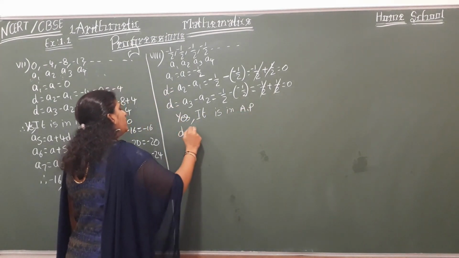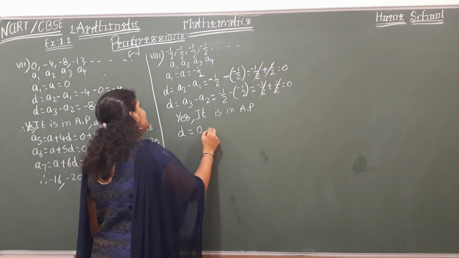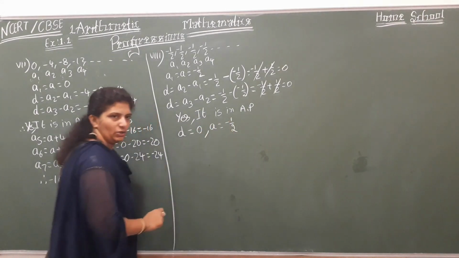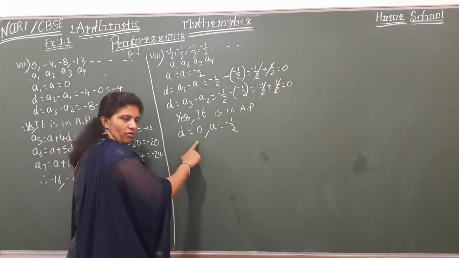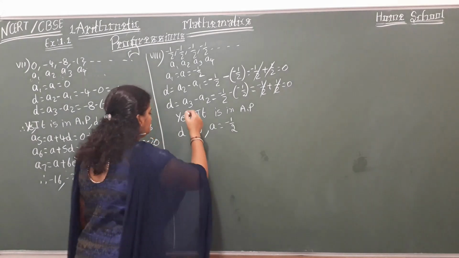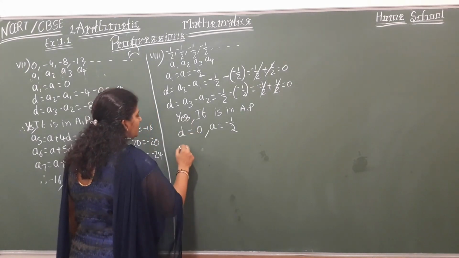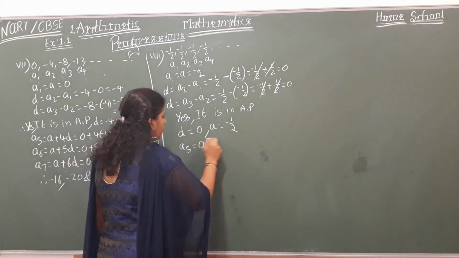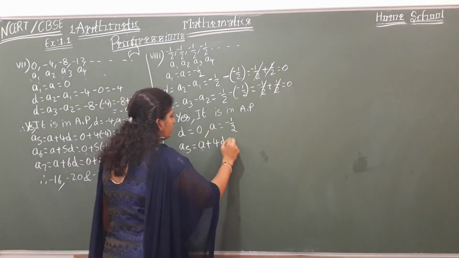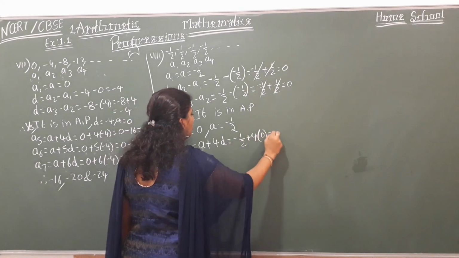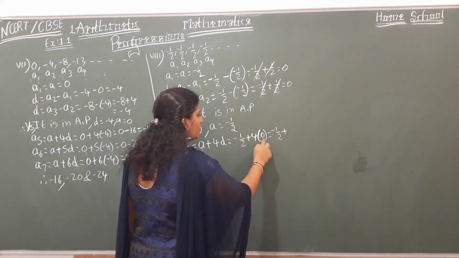If it is in AP, the common difference value is 0 and your A value is minus 1 by 2. So when you have a common difference of 0, then all terms will be equal. What are the next 3 terms here? A5. General form of A5 is A plus 4D. Minus 1 by 2 plus 4 into 0. Minus 1 by 2. 4 into 0 is not 4.